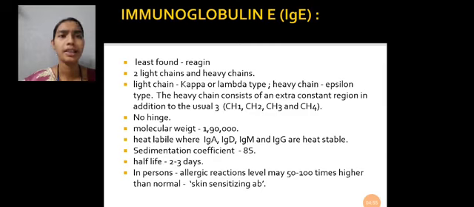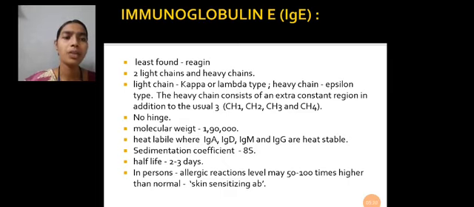Then the final type, which is the E type, it is E type because their heavy chain is of epsilon type. That's why these are called as E type. It consists of two light chains and two heavy chains. There is no hinge here. Their molecular weight is 1,90,000. These are heat labile, whereas the rest 4 are heat stable.